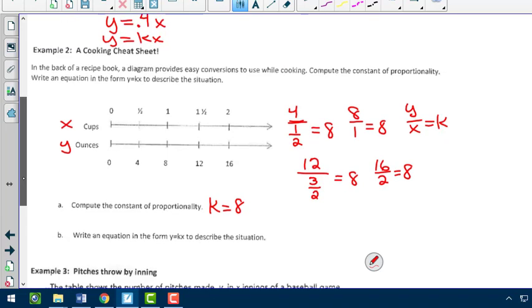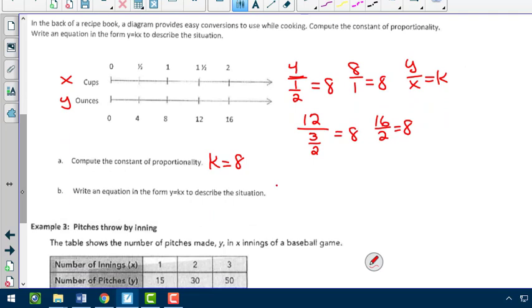Write an equation in the form of y equals kx. Well, it doesn't matter how many ounces I have, I'm going to take my ounces and multiply it by 8 to get my cups. Y, my ounces, is equal to 8 times my cups. I think I said that backwards. My ounces is equal to 8 times my cups, because there's 8 ounces in every cup. So if you have 3 cups, for instance, you would do 8 times 3, and you would get 24. There's my ounces is equal to 8 times my cups.